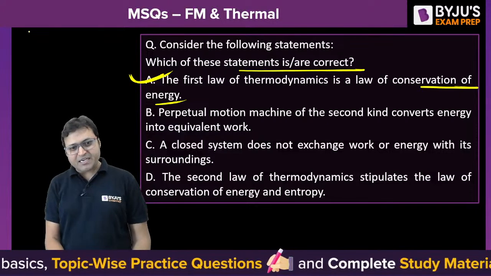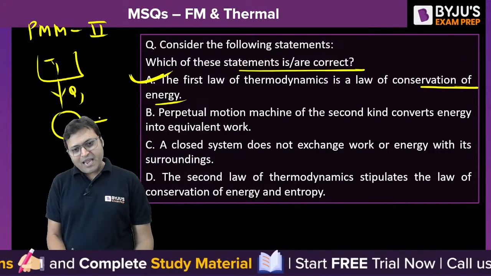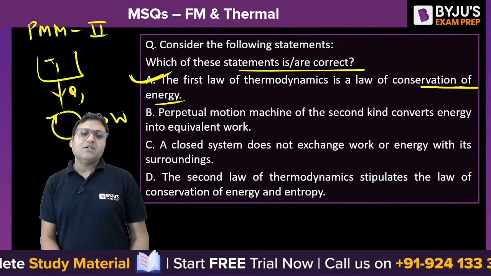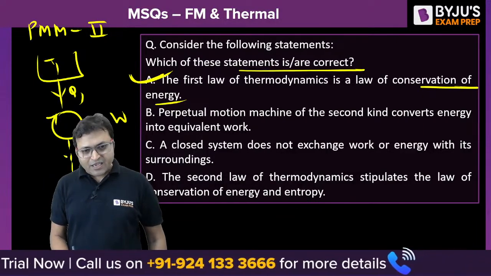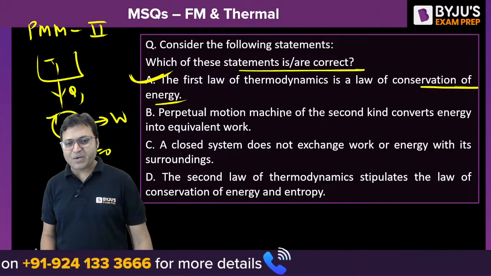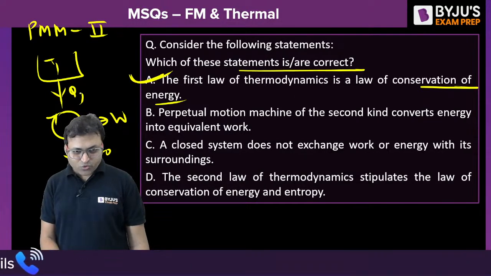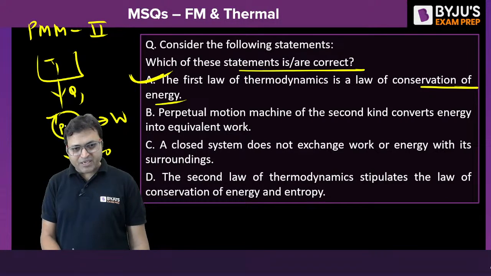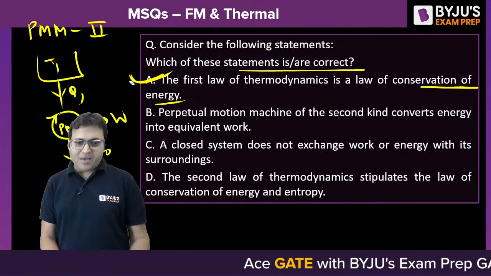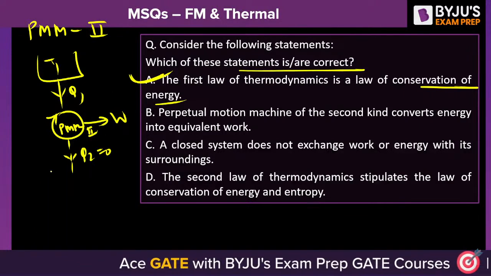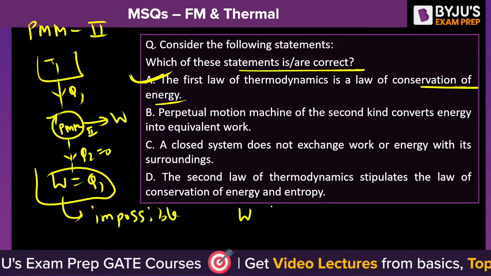Perpetual motion machine of second type, PMM2. What is PMM2? This is T1, this is Q1, and work is produced. PMM2 is when only a single reservoir is used to produce work. If Q2 is equal to 0, that is called a perpetual motion machine of second kind, which converts energy into equivalent work. That is also true. Q1 will be equal to W, which is impossible. W should always be less than Q1.